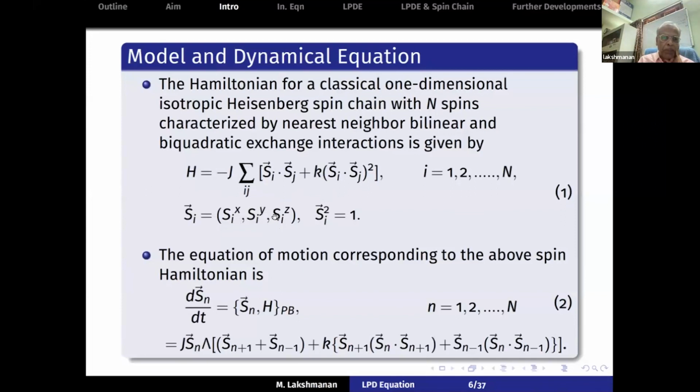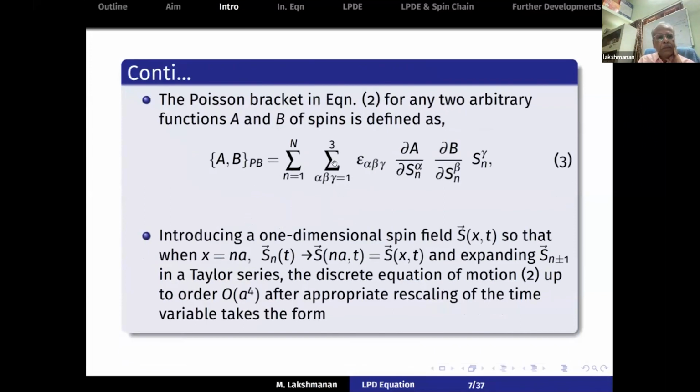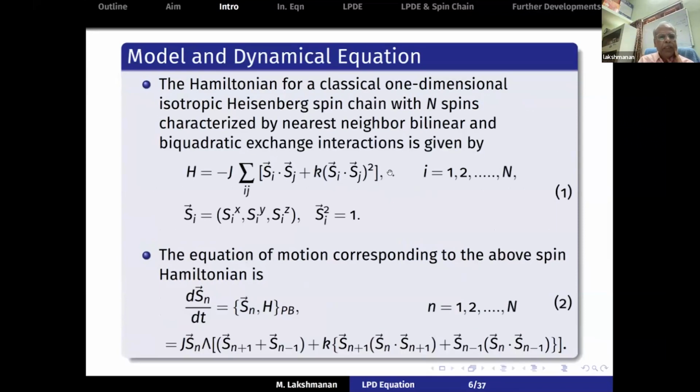One can deduce the spin equation of motion by identifying the Poisson bracket for two functions of spins A and B. The Poisson bracket of A and B can be written in this particular form. Making use of this Poisson bracket relation, one can deduce the equation of motion for the spin chain as dSn/dt, the Poisson bracket of Sn with the Hamiltonian H, which turns out to be J Sn vector product of Sn+1 plus Sn-1. That corresponds to the standard bilinear Heisenberg spin chain, and the term proportional to K is the biquadratic exchange interaction. So you have this spin equation dSn/dt equal to this right-hand side.